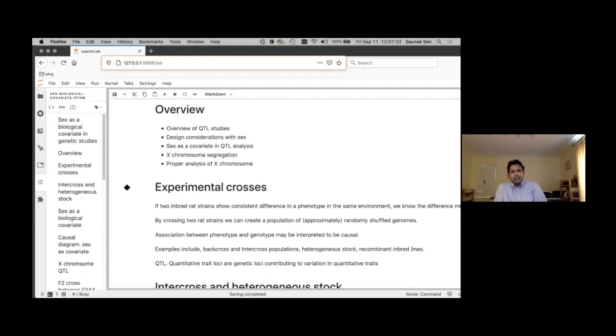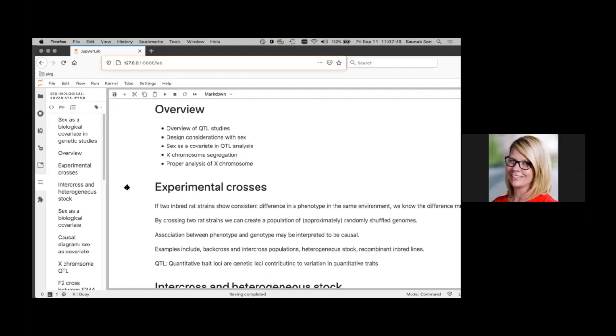So why is sex as a biological covariate important? It's important for several reasons. For purely pragmatic reasons, NIH has this as an explicit criterion.